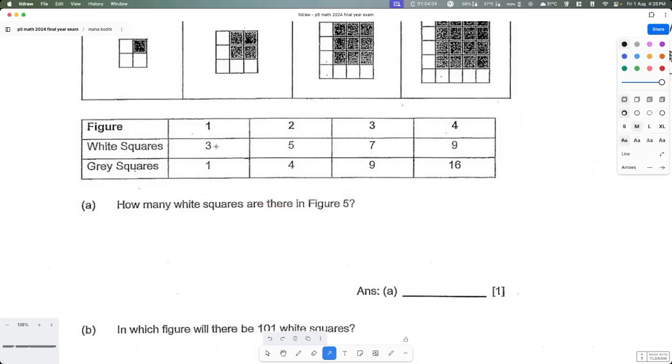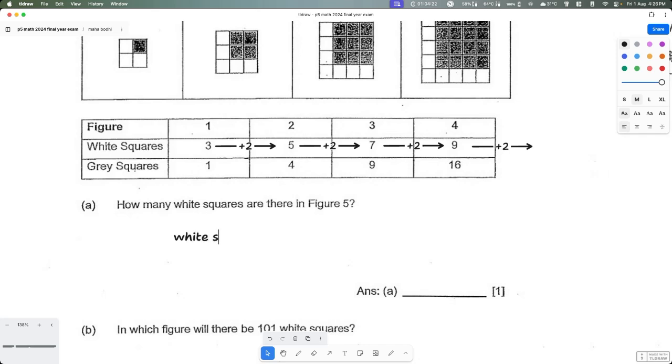Right, so over here we have 3 to 5. So this will be plus 2, right? 3 to 5 is plus 2. 5 to 7 is plus 2. 7 to 9 is plus 2. So what's the fifth one? I think pretty straightforward, right? So white squares in figure 5 is equal to 9 plus 2 equal to 11. So the answer to this is just 11, right?